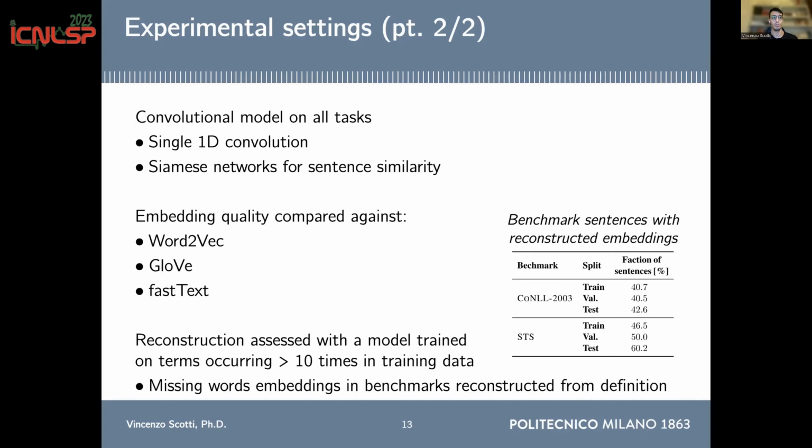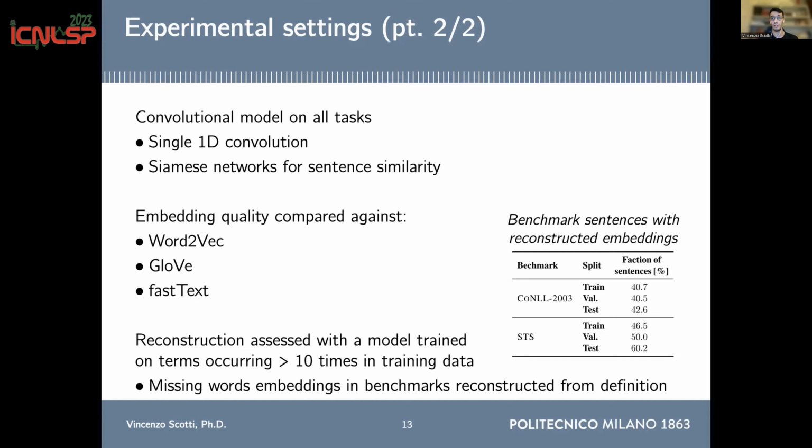For the quality evaluation, basically, we tested on this benchmark models trained either with Word2Vec or GloVe or FastText against ours. Additionally, for the reconstruction assessment, we decided to get back to the original dataset, drop all the words that were occurring 10 times or less, and refit our model via LSA. We remained with the vocabulary of slightly more than 30,000 terms, and we decided then to reintroduce by reconstruction, so not starting from the LSA, but by reconstruction, the embeddings of all the words in the benchmarks that were missing in our vocabulary.